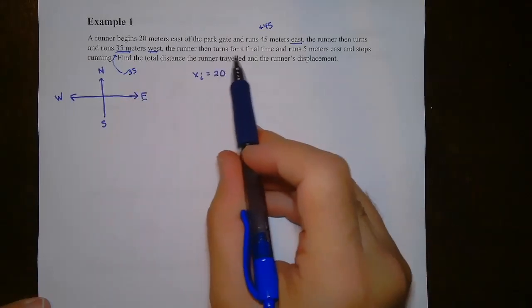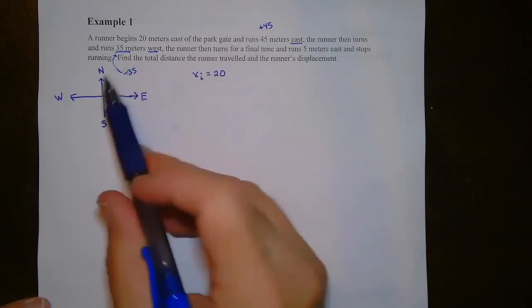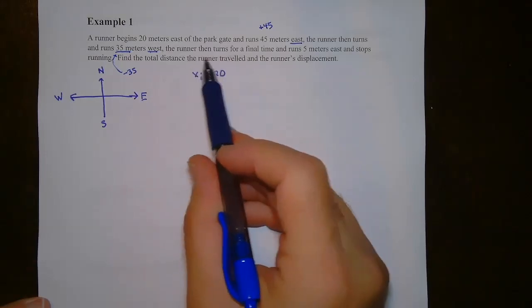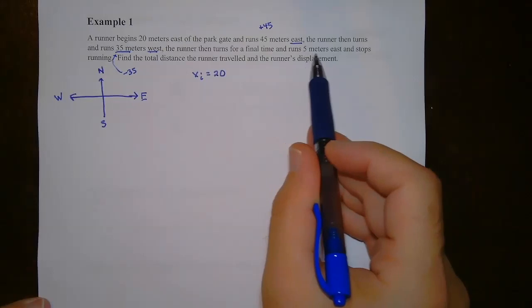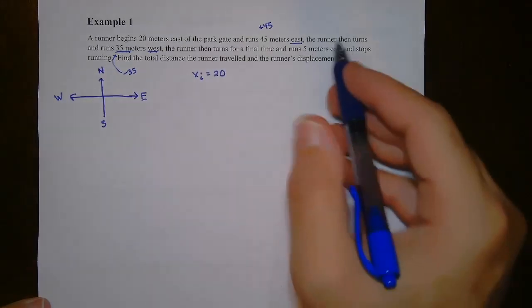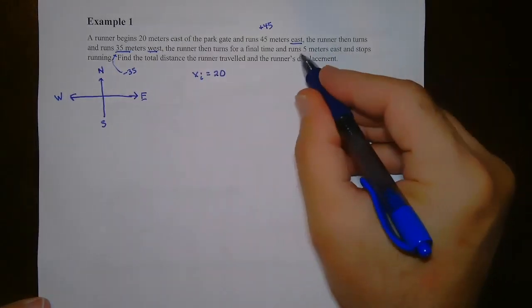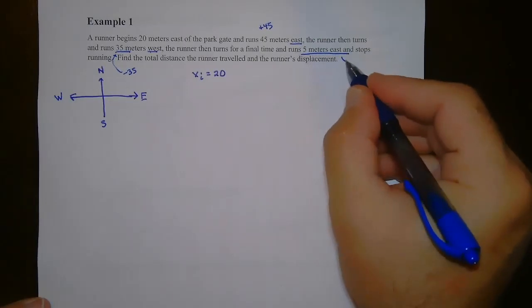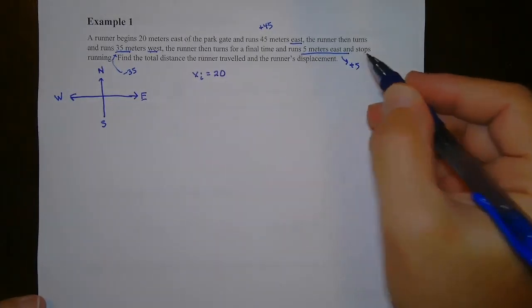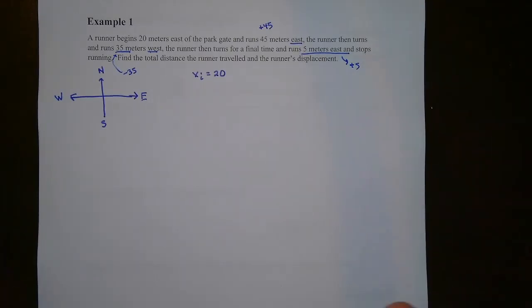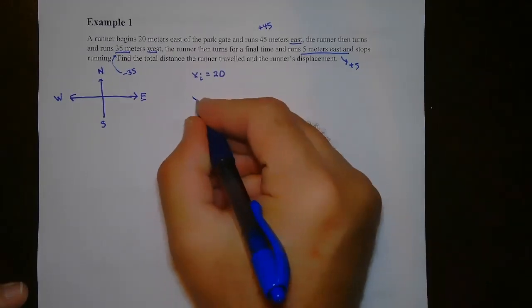And that'd be going left like we did earlier, okay? And then the runner turns for a final time and runs 5 meters east. So east is going to be positive, so that's a positive 5. And then stops running. So after we make this movement, we're going to be at our final position, and that's going to be x sub f.